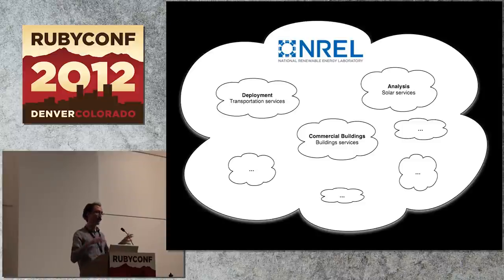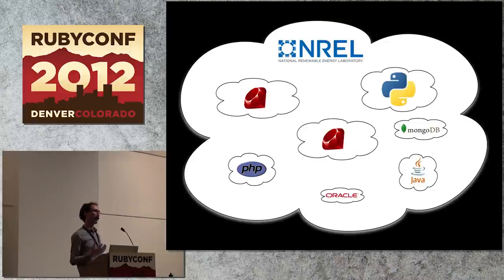So we have these different departments that all work on different things, but we were all wanting to build web services at the same time and present those to the public in a standard way. Another way to look at this is that we have this spread of different development groups throughout the lab. Our group happens to do Ruby stuff. We have some other groups that do Python stuff. We have others that do Java, PHP, et cetera. So there's a big diversity there.